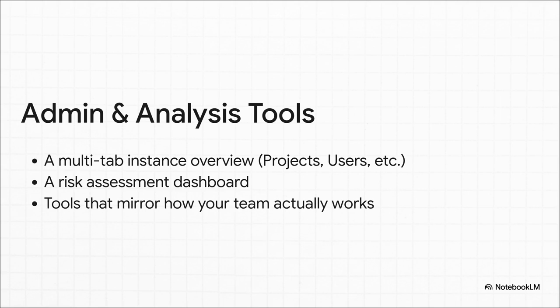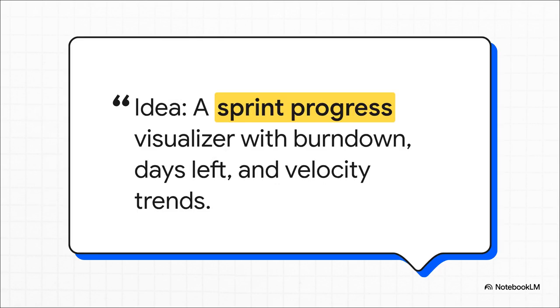For example, a big multi-tab overview of your entire Jira instance, with different views for projects, users, you name it. Or something really sophisticated, like a risk assessment dashboard that maps out issues on an impact versus probability metrics. The whole point is to finally build tools that match how your team really works, not how the software forces you to. Here's a perfect example that a lot of teams love.